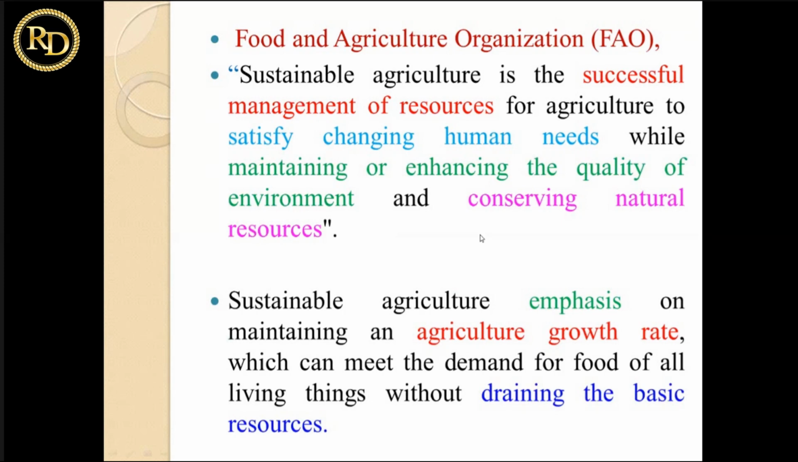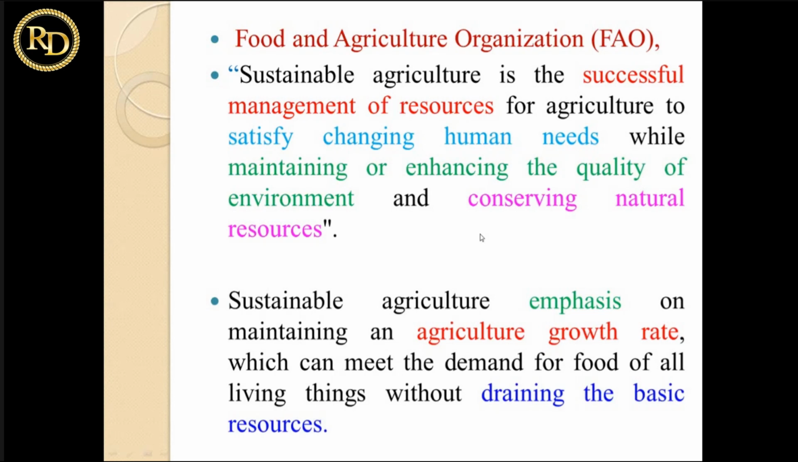While going for agriculture, we have to maintain the environment. We have to maintain the ecological system and the ecosystem. Side by side, we have to enhance the quality of the environment also. We should not deteriorate the environment. And at last, conserving natural resources. So this is a very comprehensive definition given by the Food and Agriculture Organization. I hope you understood the intention of the FAO.